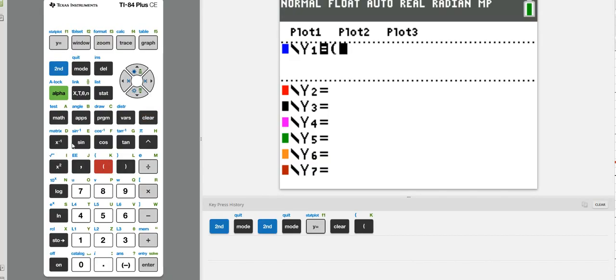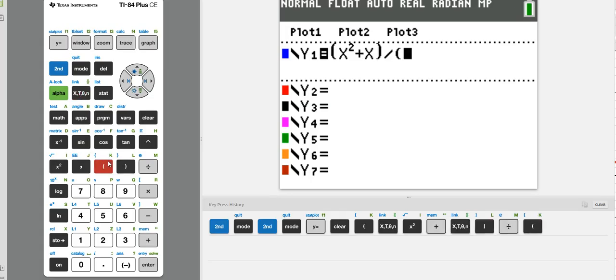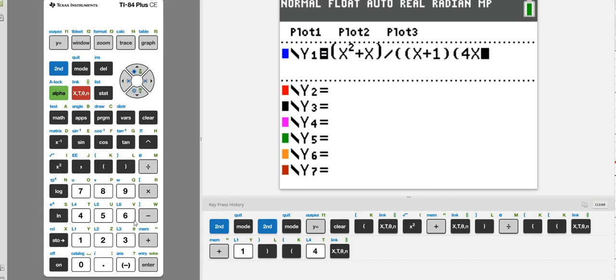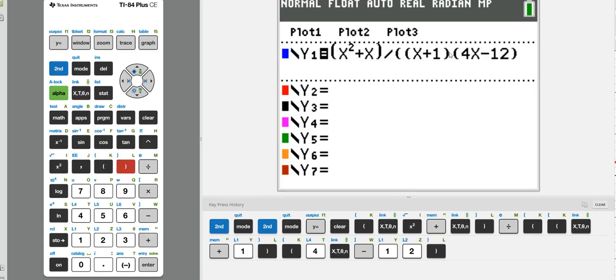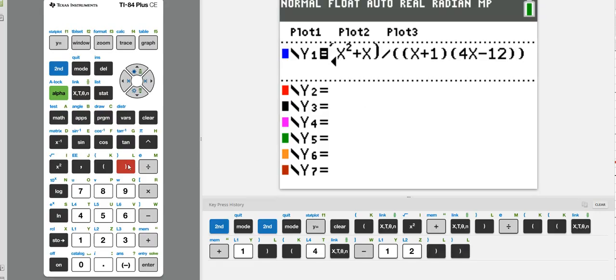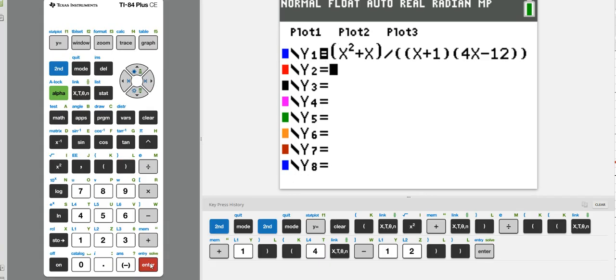You can use the up and down fraction bar, or just the horizontal fraction bar. X squared plus x divided by, and I need 2 sets of parentheses. One for the entire denominator. So this is x plus 1, and then 4x minus 12. So one set of parentheses closes off each binomial term. The other parenthesis closes off the entire denominator.